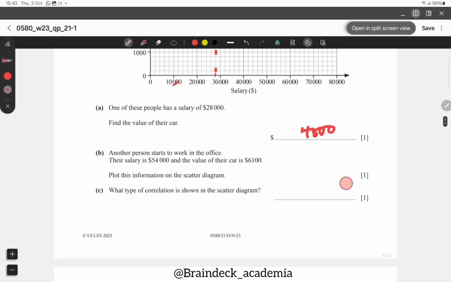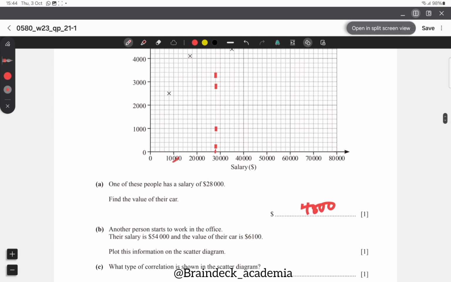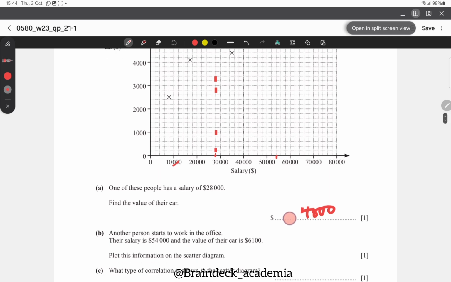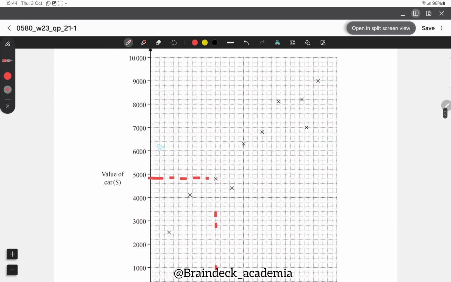So let's move on. The second one says another person starts to work in the office. Their salary is 54,000 and the value of their car is 6,001. Plot the information on the scatter graph. So 54,000 should be somewhere here. The value of the car is 6,001. 6,001 should be in between, because this is 6,000, 6,002, so it should be here. In between 6,000 and 6,002.